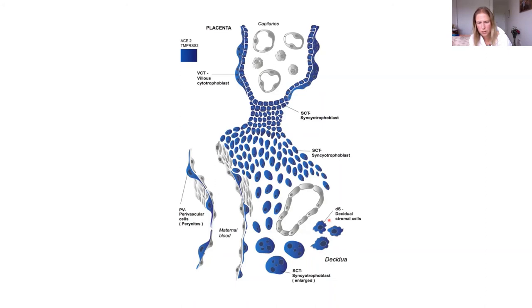And of course, the concerning thing here is that those maternal stromal cells are sitting next to fetal syncytiotrophoblasts in the placenta. And so this indicates there may be a mechanism for vertical transmission from mother to fetus of the disease. Now, this is likely to be very, very rare based on the data that's currently published and what we're aware of. There are very, very few reports of maternal-fetal transmission in the literature. But for those rare instances, this provides some insight into possible mechanisms of transmission.